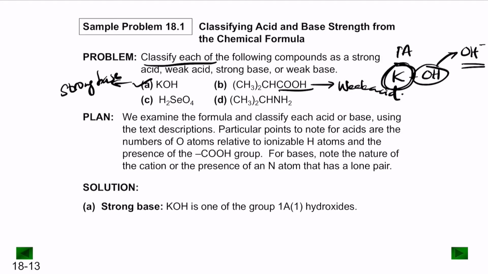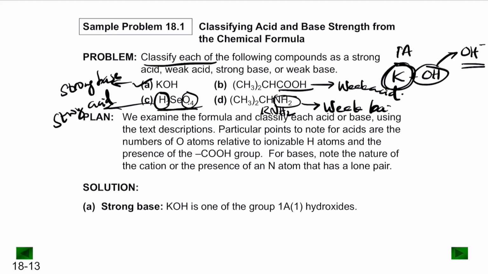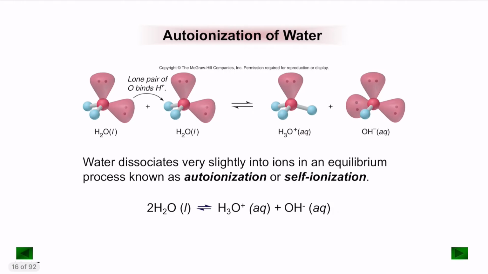Next, you have H2SeO4. Notice here in C, this is an oxo acid with oxygen, and there are 2 ionizable protons, and it exceeds the number of ionizable protons by 2, which means that this is a strong acid. Next you have NH2. Notice this is in the form RNH2, which is a weak base. So this is how you can classify acids as strong or weak.